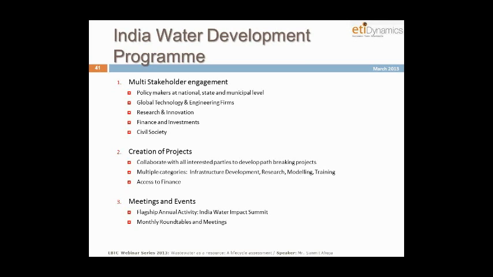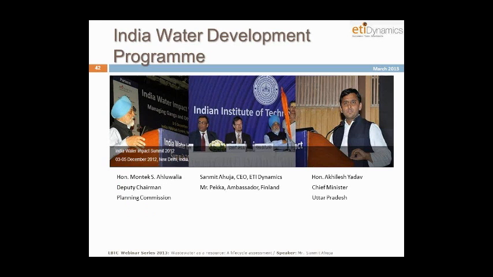I'll brief you about the India Water Development Program. Under this program, we are actually helping the multi-stakeholder engagement. We are directly dealing with the policymakers at national and state level. We are developing the projects. We are creating these projects, because in India, when the project is out for bidding, it's already fixed. So you cannot work on a project when it is already tendered. You have to work on a project at a very initial stage. So we organize roundtables and meetings very frequently.